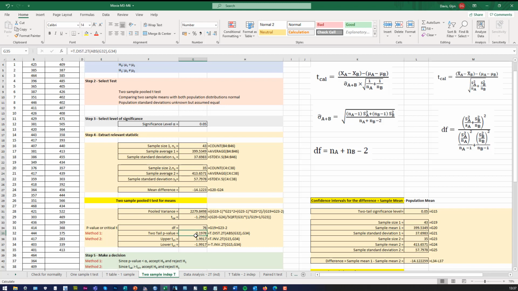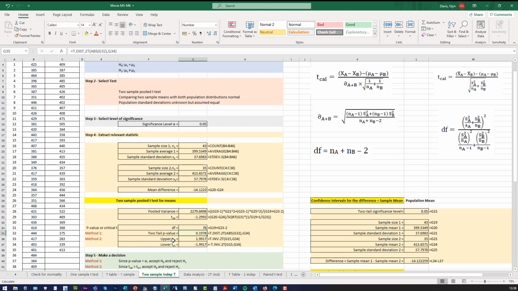We need to calculate a two-tailed p-value because we've got a two-tailed test. We use the T.DIST.2T Excel function, and the two-tailed p-value is 0.1978. That confirms it, because that's a lot bigger than 0.05. So we know that we're going to accept the null hypothesis. The evidence suggests that the two population means mu1 and mu2 are equal.